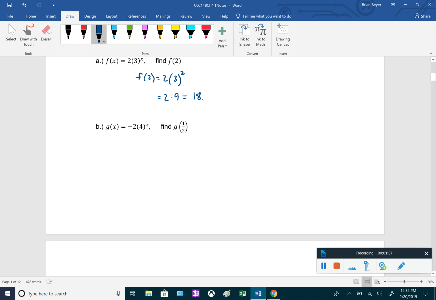And for this next one, we have g of x equals negative 2 times 4 to the x, and we want to find g of 1/2. So we're going to plug in 1/2 into x, so negative 2 times 4 to the 1/2. You have to remember that a 1/2 power is the square root. So the square root of 4 is 2. So this is negative 2 times 2. So that's going to give us negative 4. So g of 1/2 equals negative 4.